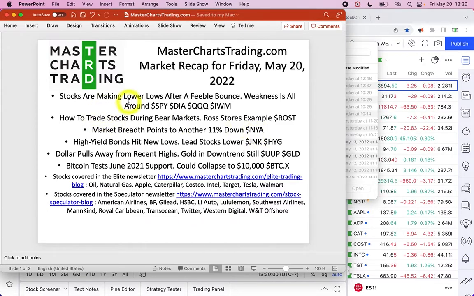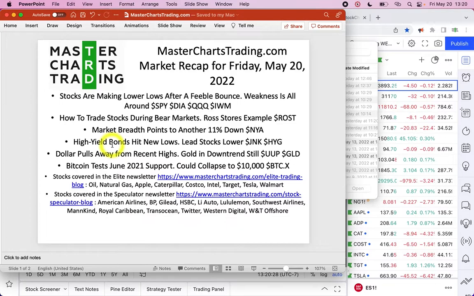Stocks made a lower low following a feeble bounce into May 17th. We'll look at all of the major indices and how they're performing. I'll give an example of a potential short trade and how I would set it up for Ross Stores. Market breadth is again pointing to more downside. I'll show you where the target is for the downside.